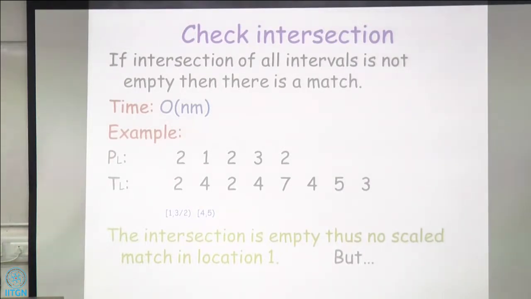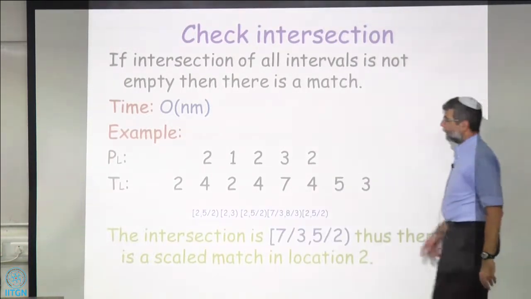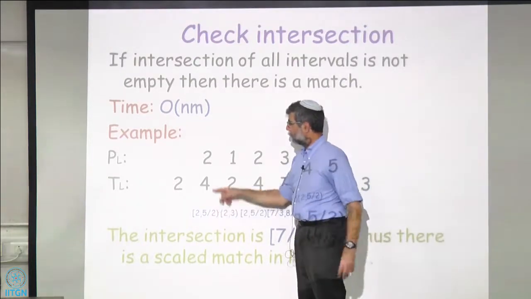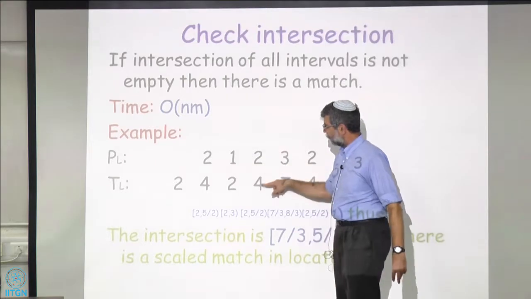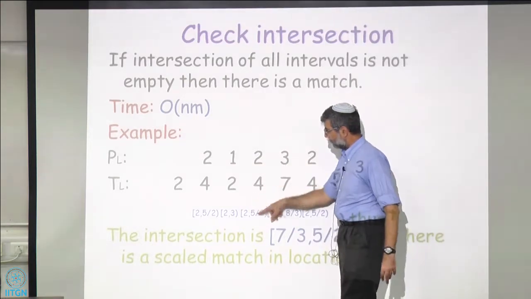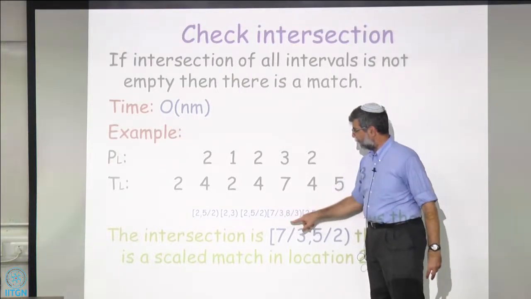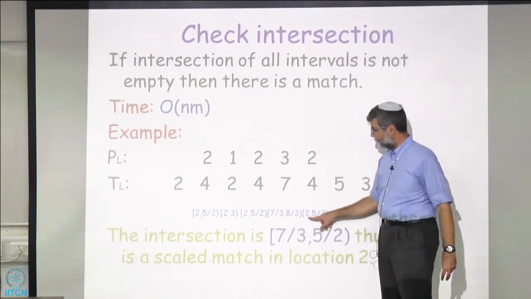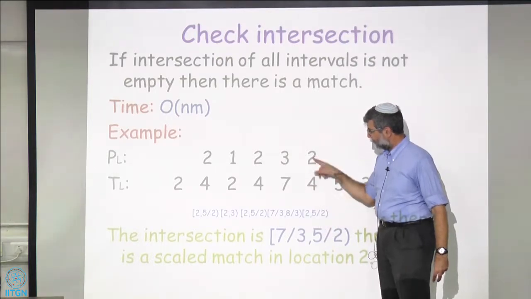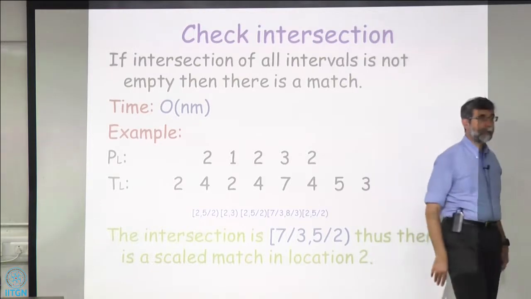So we shift and we do the same thing. So we compute the first interval, and we get 2 and 5 over 2. The second interval is 2, 3. The next interval is 4 divided by 2 is 2, and 5 divided by 2 is 5/2. Then we get 7 divided by 3, 8 divided by 3. And finally, the last interval is 2. 4 divided by 2 is 2, and then 5/2.